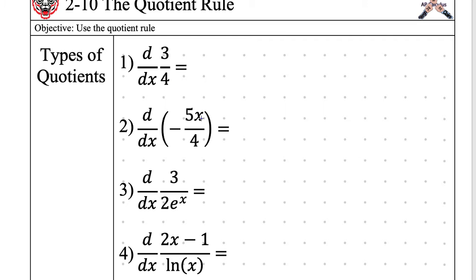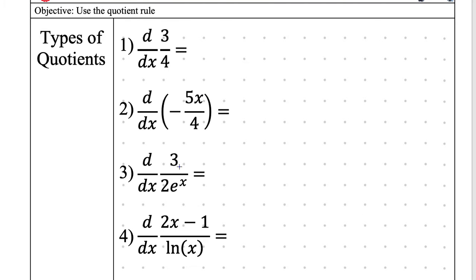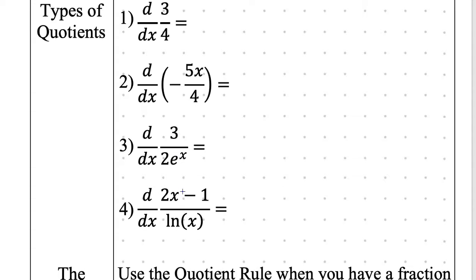You have a quotient where you have a variable on the top and no variable on the bottom, just a number on the bottom. You can think of it as a fraction, with a number on the top and a variable on the bottom. And then sometimes you have a variable on the top and a variable on the bottom. Another word for quotient, if you haven't figured it out already, is fraction.